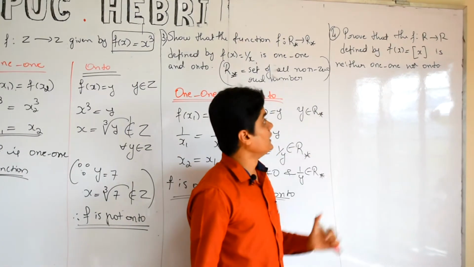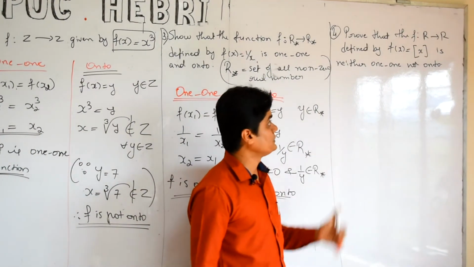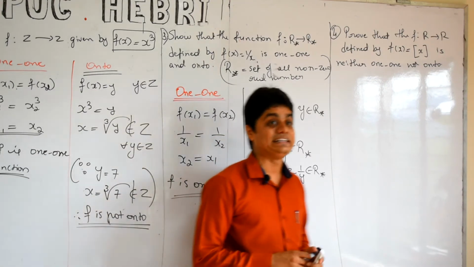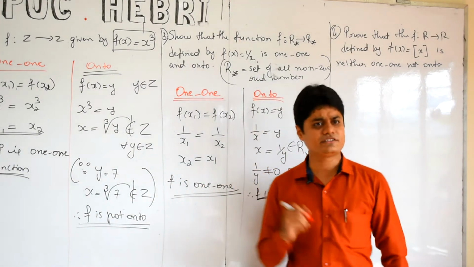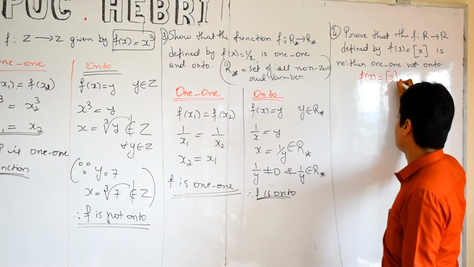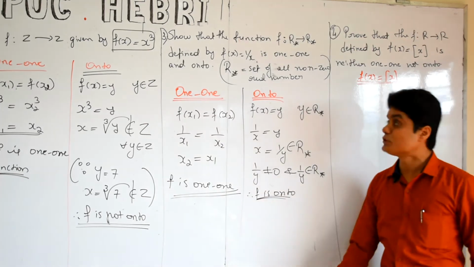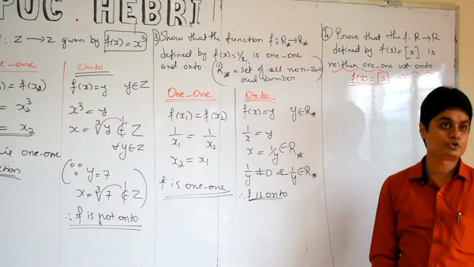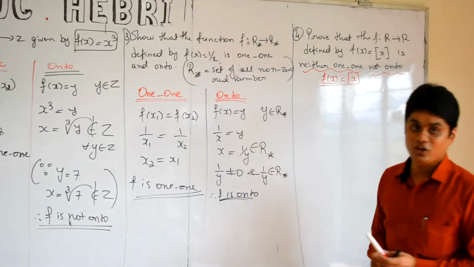The last question in this list is: prove that f from R to R defined by f of x equal to the greatest integer function. Do you remember what we mean by greatest integer function? You have learned this symbol in the first PU. Now we have to prove that it is neither 1-1 nor onto. You have to prove it is not 1-1 as well as not onto.